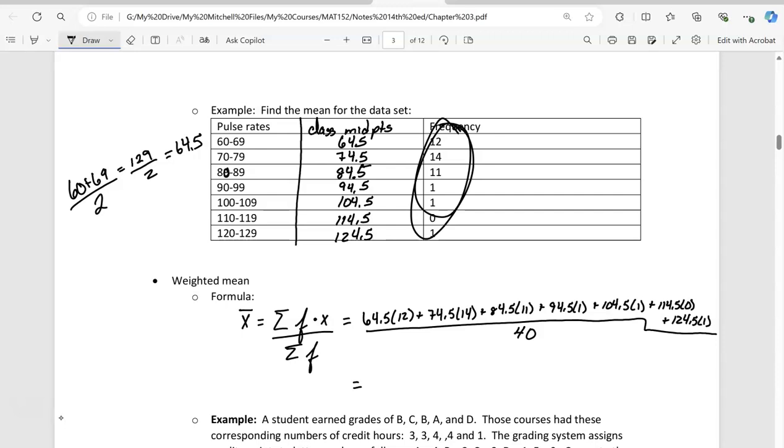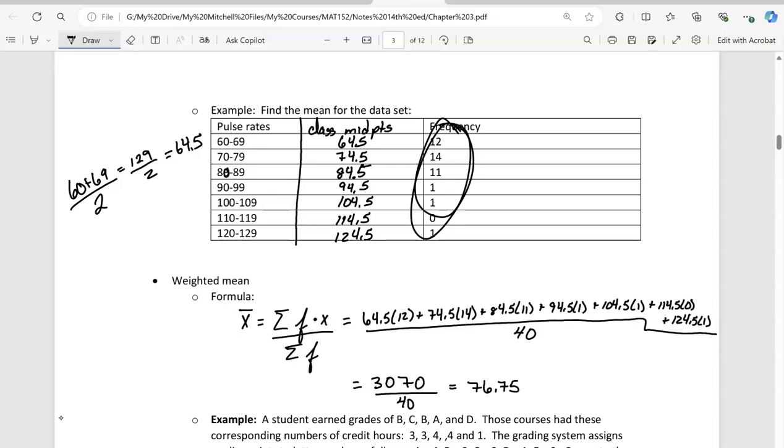I'm going to use my calculator off to the side, and plug that in to figure out what that numerator is going to be. And I got 3,070. I'm going to divide that by 40. So that's going to be 76.75. So there's my mean for that frequency distribution.